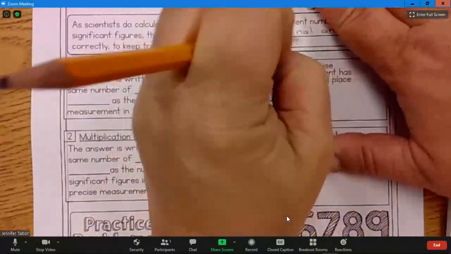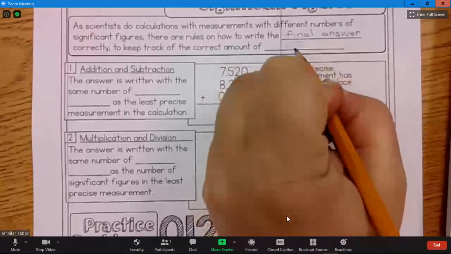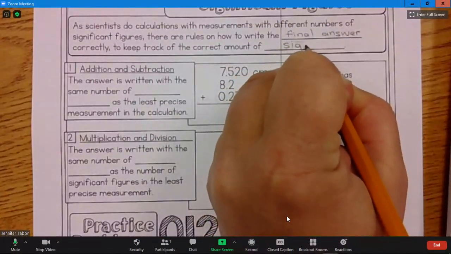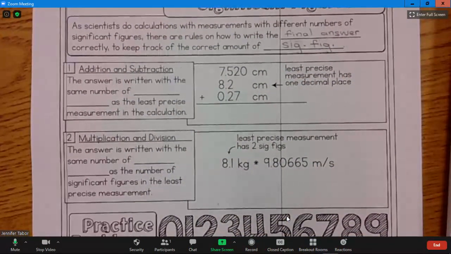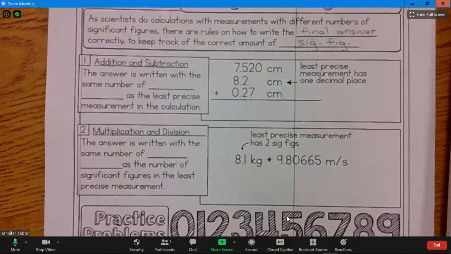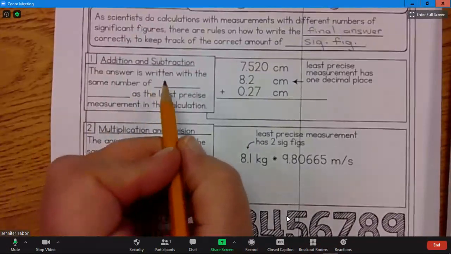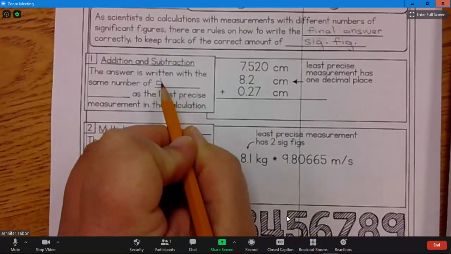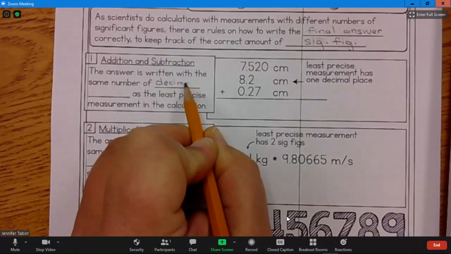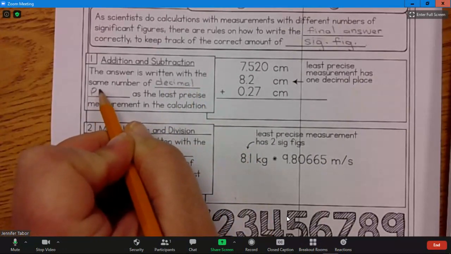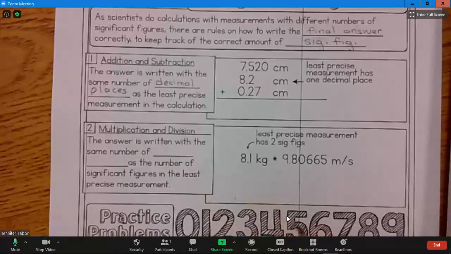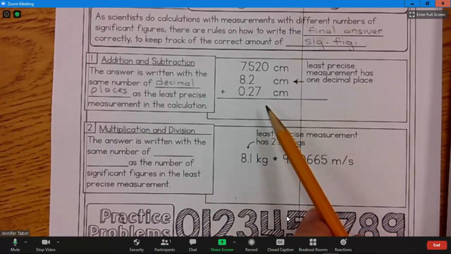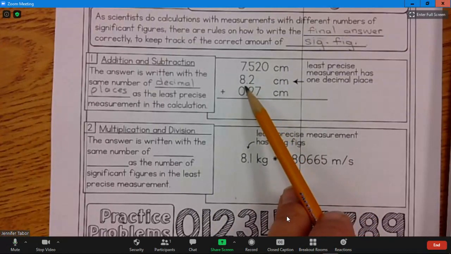Oh, you guys. Sorry. I'm going to abbreviate that too. You'll see it abbreviated sometimes as sig fig. Okay, so we're keeping track while we're adding and subtracting. Okay, so with addition, the answer is written with the same number of decimal places as the least precise measurement in the calculation. So, same number of decimal places as the least precise.